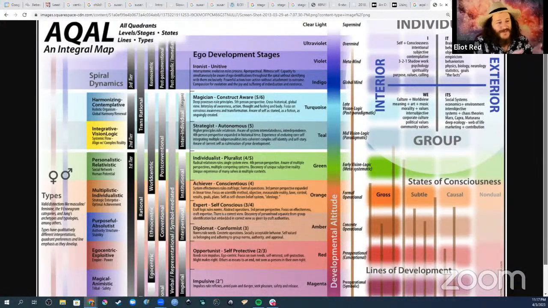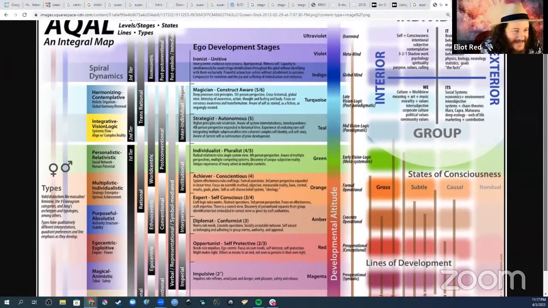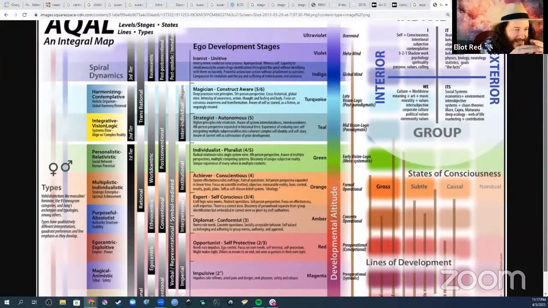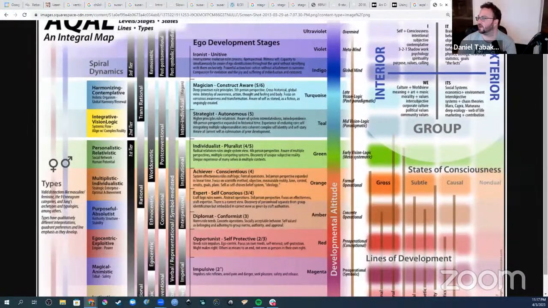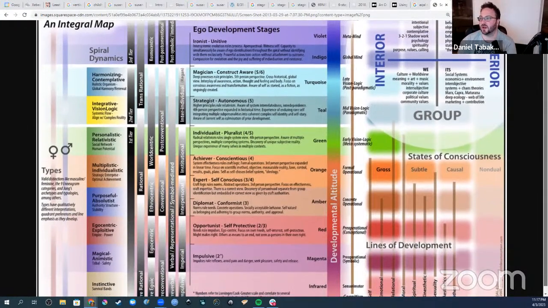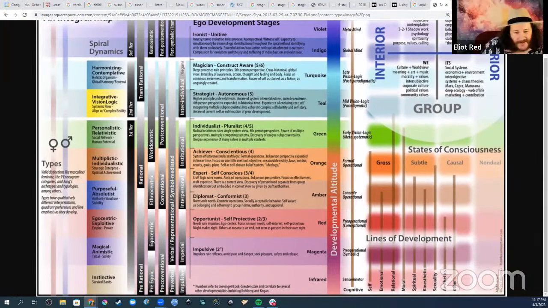Well, we've already been talking about stages and levels, so we've got the middle section. So let's break this down. Okay, how do you want to start? Let's name what we've already talked about.